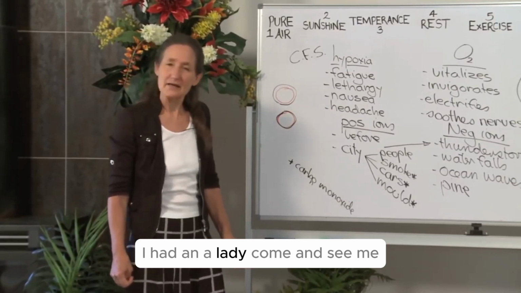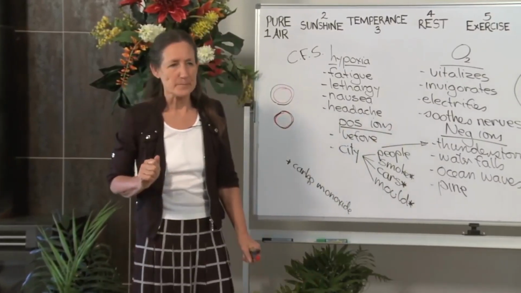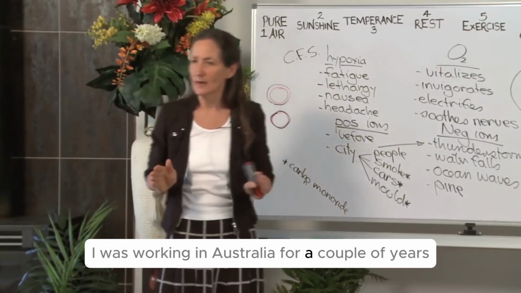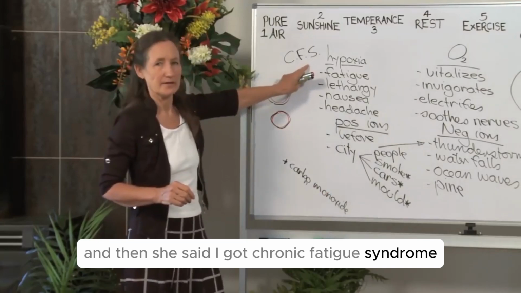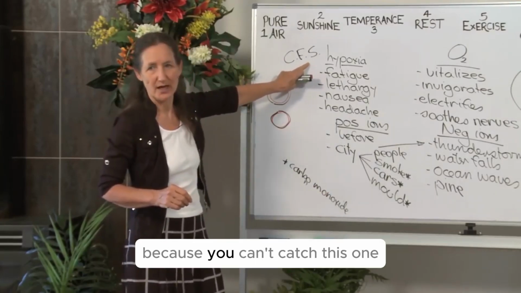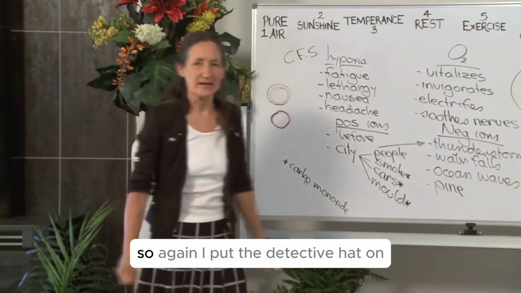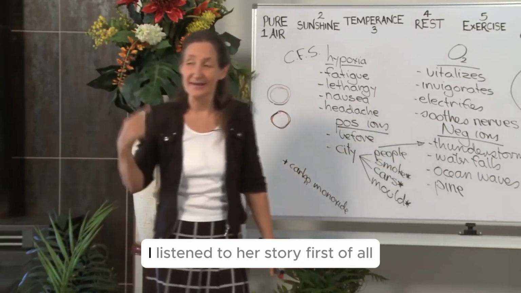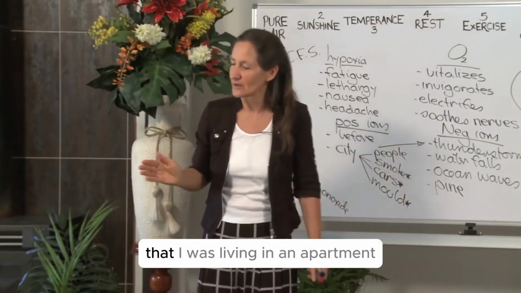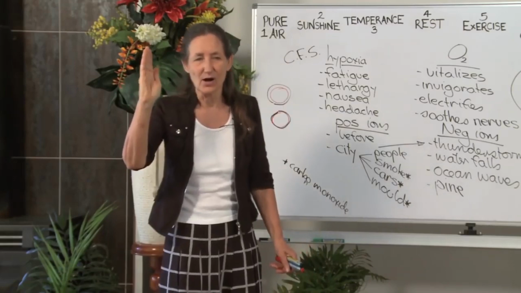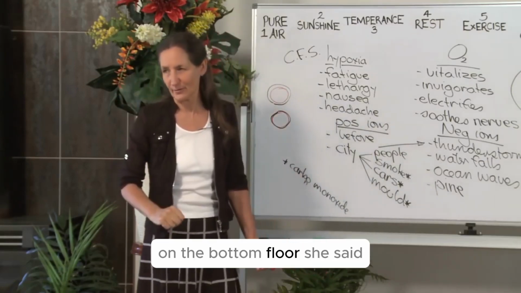I had a lady come and see me. She was an engineer from Russia. She said to me, I was working in Australia for a couple of years, and then I got chronic fatigue syndrome. That always challenges me because you can't catch this one. So again, I put the detective hat on. I listened to her story first of all. She said, I went to the doctor and I told the doctor that I was living in an apartment on the southern side of the apartment building on the bottom floor.